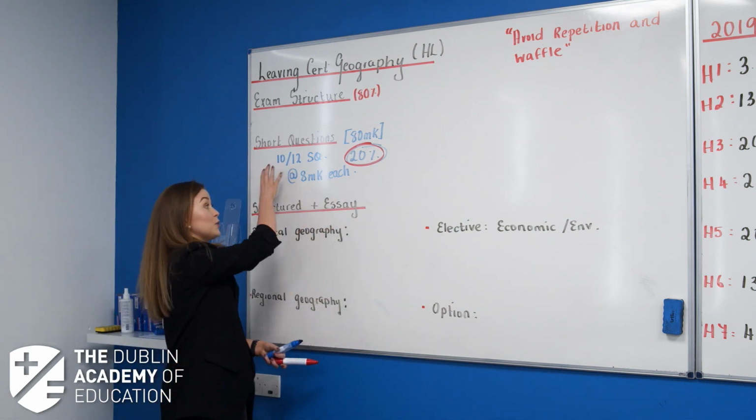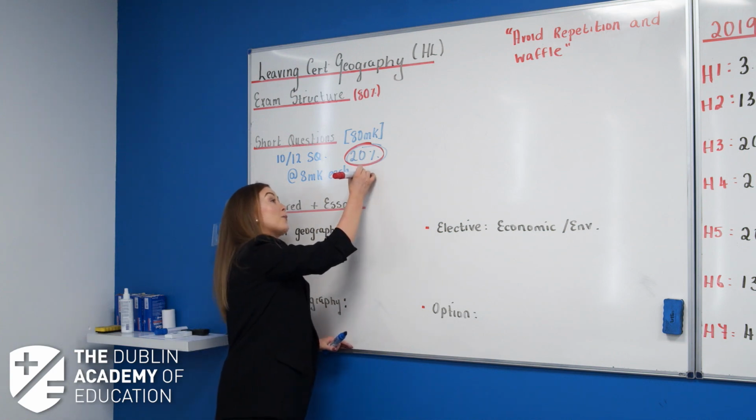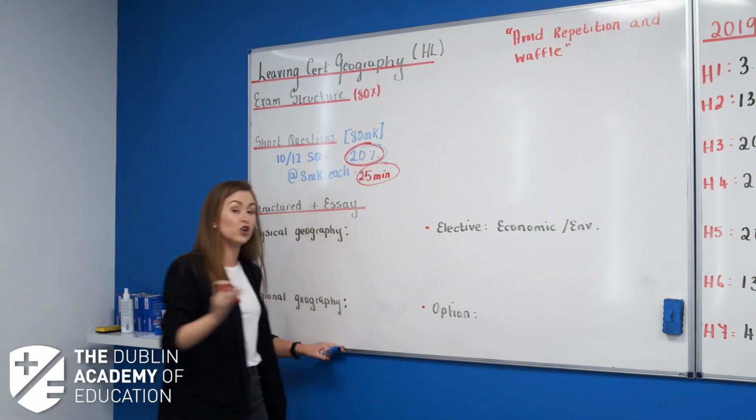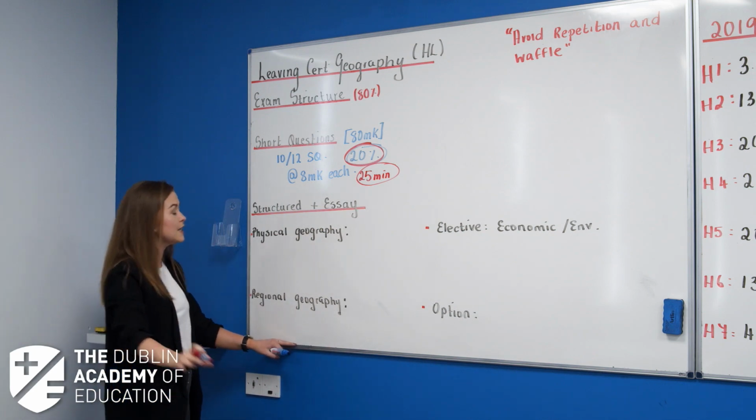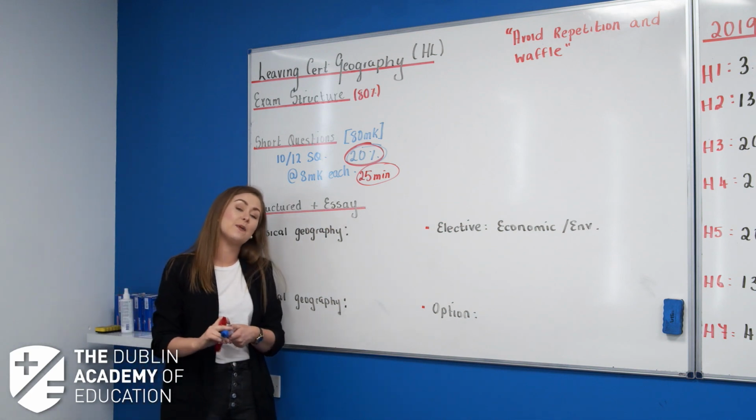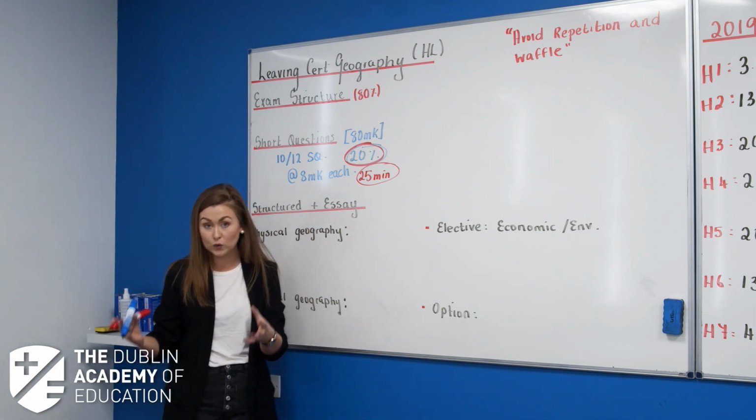After your short questions, which are going to take you approximately 25 minutes or less, okay? If you're looking for your H1, you're going for 20 minutes. You have your structured and essay style questions. Now this is the part of the paper that people find most difficult.